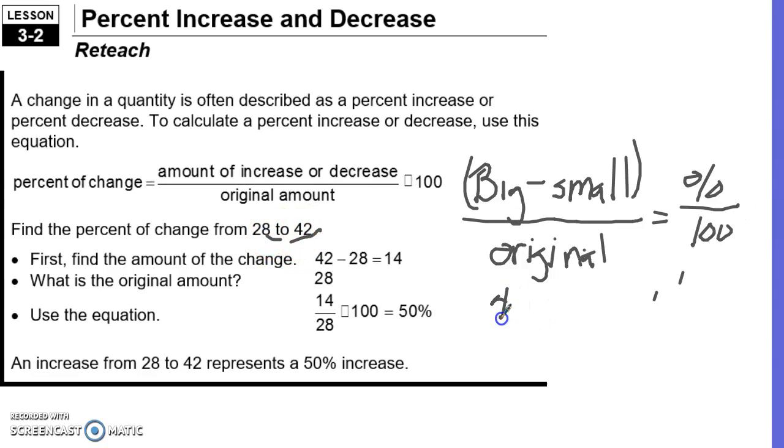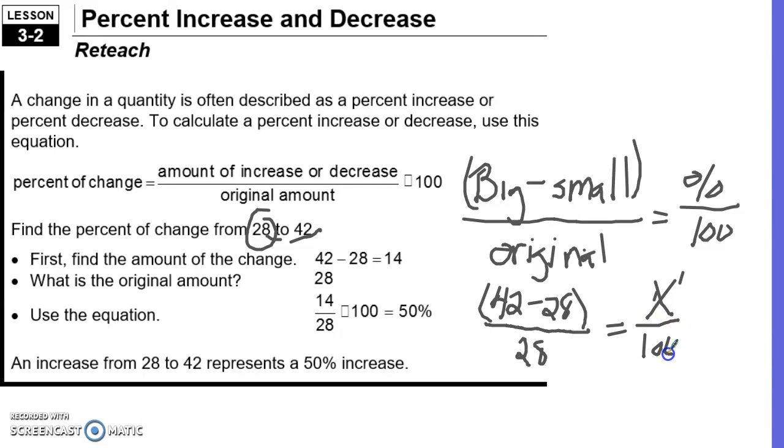So we would say 42 minus 28 over the original, the one that comes first, 28, equals x over 100. So I'm going to do 42 minus 28. I'm going to get 14.